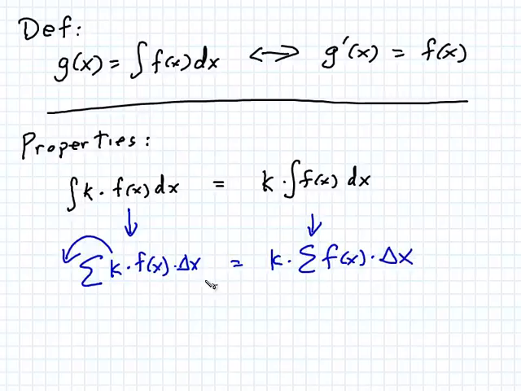If you take the limits of these, notice that the limit of this expression would be this, and the limit of a constant times some function is the constant times the limit. So I can pull the k to the outside of the limiting process, and so it shows up on the outside of this integral. Okay, so that's one way to see this.